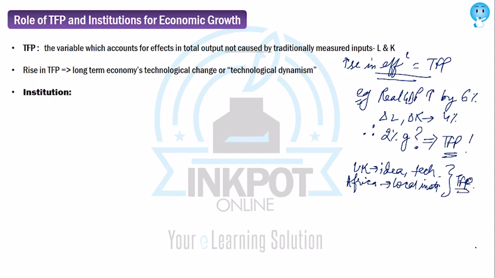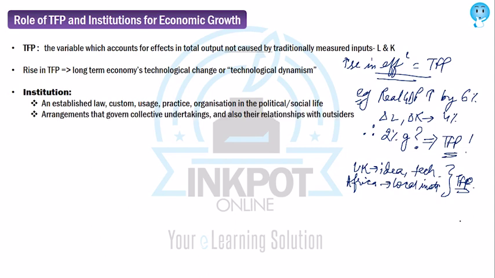Okay, next comes institution. Now, what are institutions? Institution by definition are established law, custom, usage, organization. Well, they are also arrangements. So you need to remember broadly that don't assume that institution has to be a physical place. Institution can also be as simple a concept as a practice, a usage, a rule. That's it.